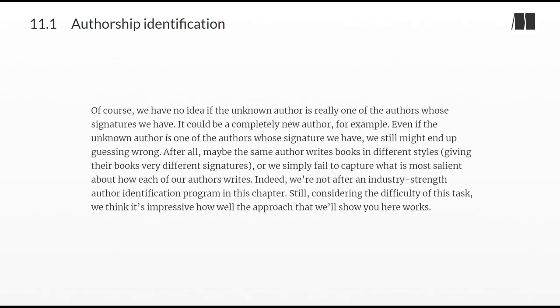Of course, we have no idea if the unknown author is really one of the authors whose signatures we have. It could be a completely new author, for example. Even if the unknown author is one of the authors whose signature we have, we still might end up guessing wrong. After all, maybe the same author writes books in different styles, giving their books very different signatures. Or we simply fail to capture what is most salient about how each of our authors writes. Indeed, we're not after an industry-strength author identification program in this chapter. Still, considering the difficulty of this task, we think it's impressive how well the approach that we'll show you here works.